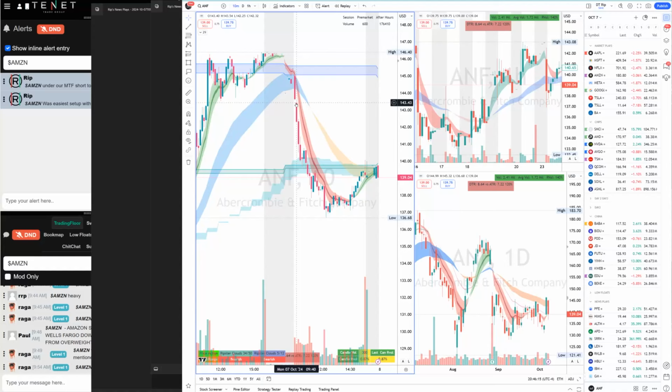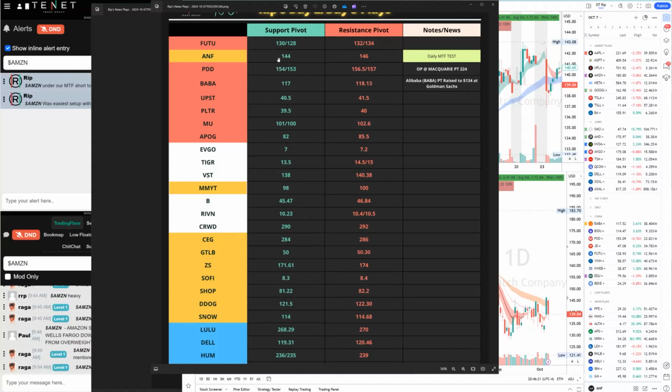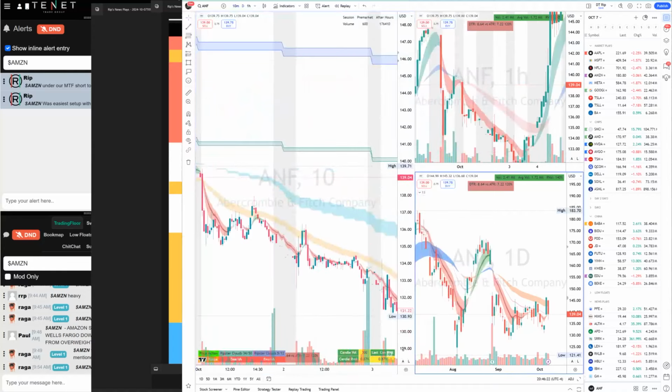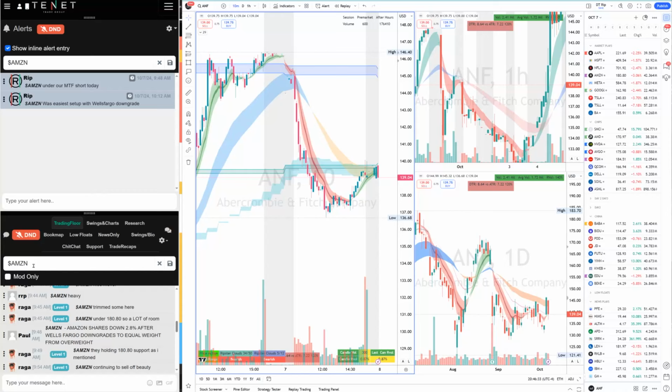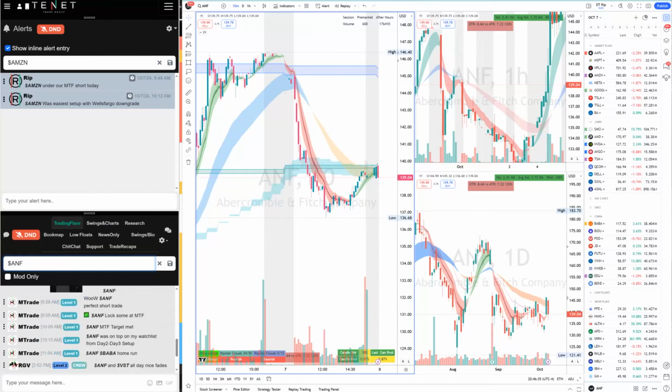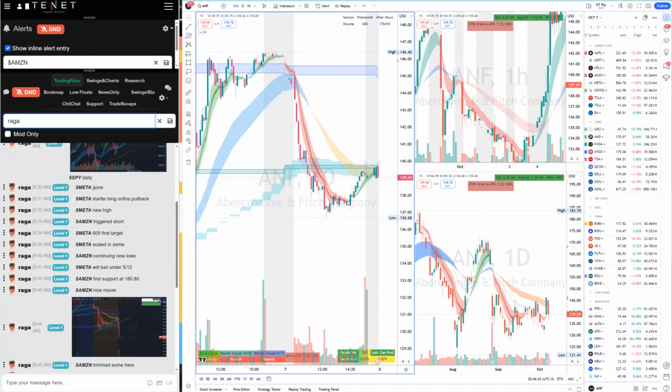So ANF was our day 2 short. You can see what I said, daily MTF test 144, 146, and you could see that once it broke that daily MTF, it was bearish. It broke the daily MTF and it was bearish, broke the 1 hour MTF. It faded all day. It was nice guidance on the trading floor as well on ANF today. I think it was M Trade or somebody else, but beautiful guidance. That's the beauty of our community. Raga guided through some shorts and other traders as well.